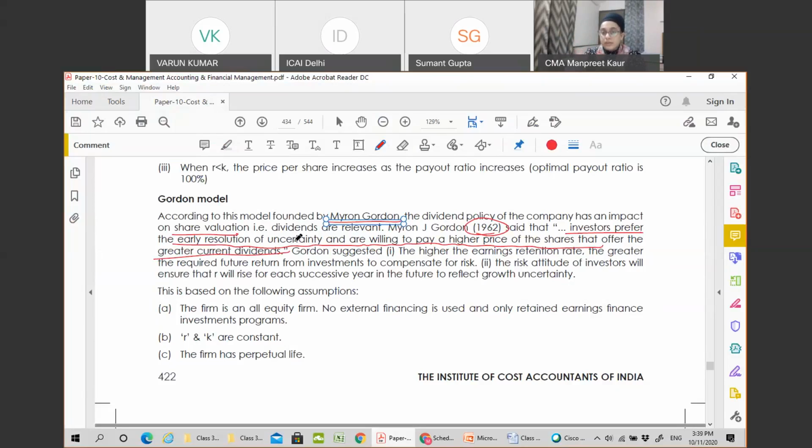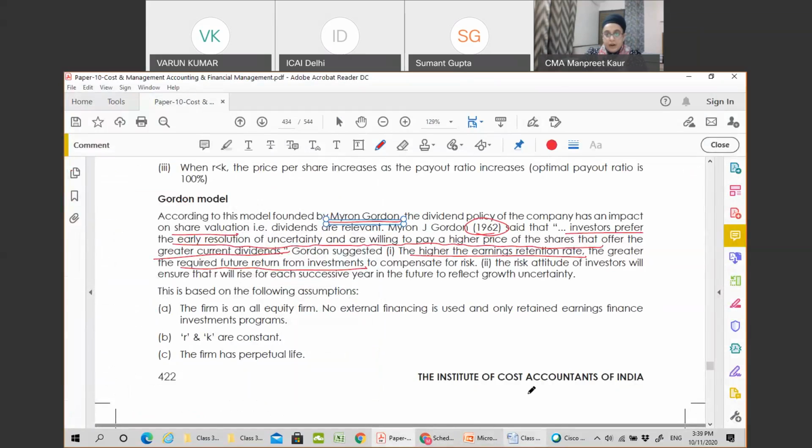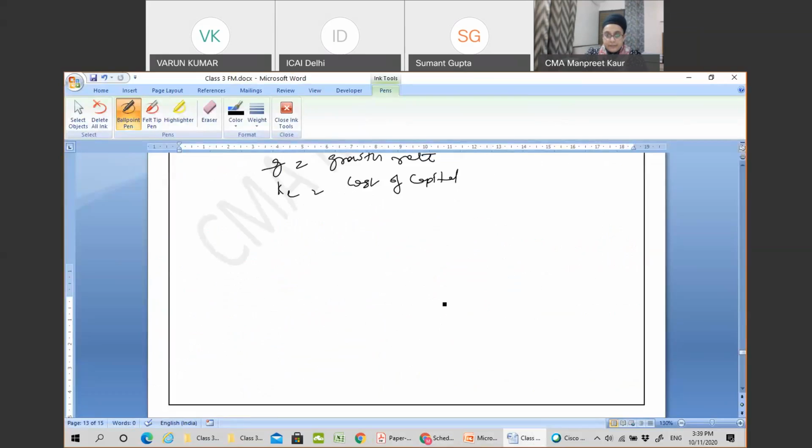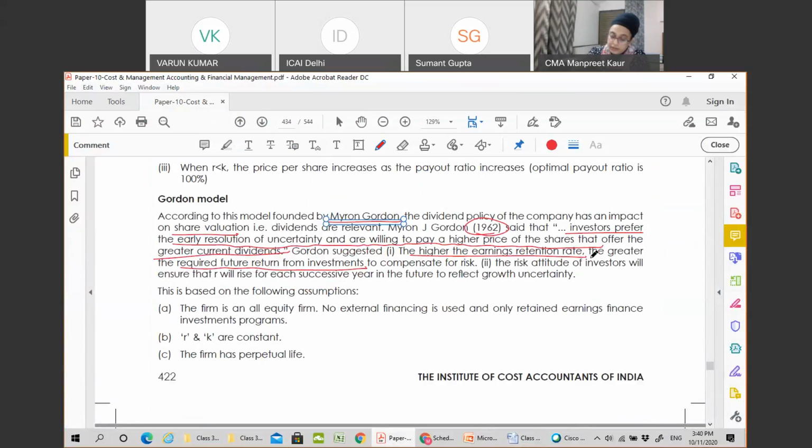It suggests two things. We can say, higher the earnings retention rate, greater will be the required future return on investments.